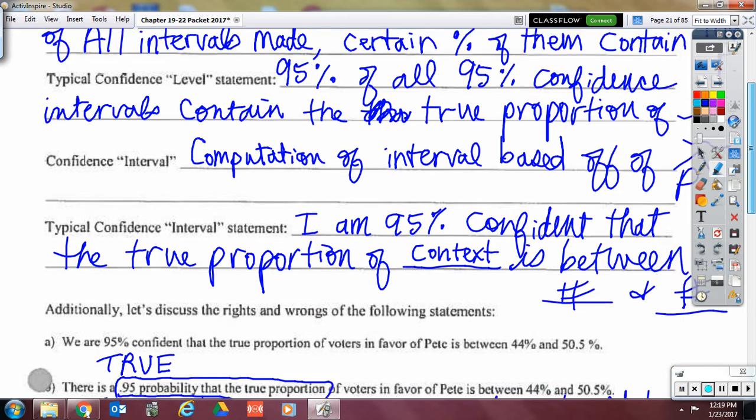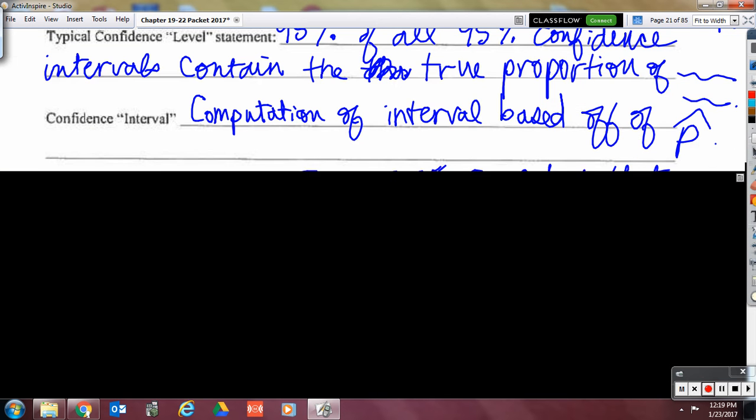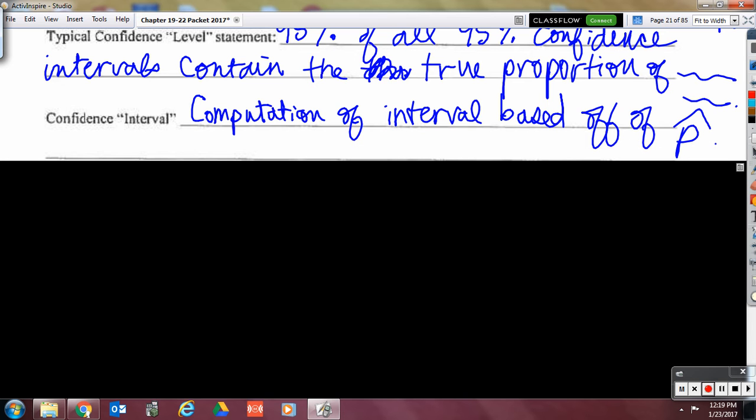Okay, next, let's talk about confidence interval. So our interval is our computation of an interval based off of the p hat that you got. And then the typical phrase is what we say at the end of our panic model. So that's our conclusion that we draw.